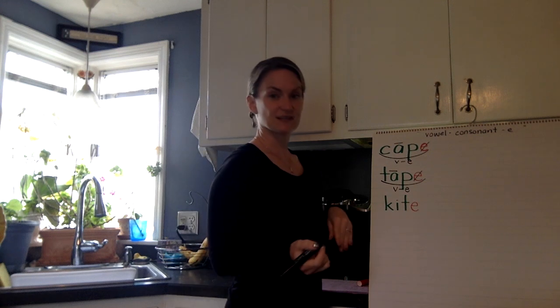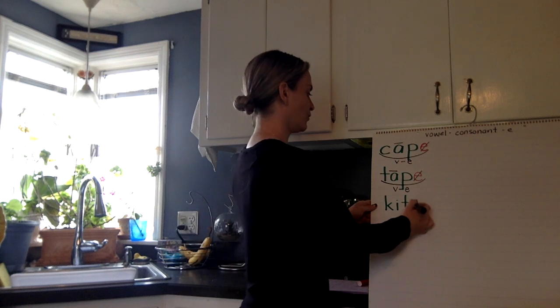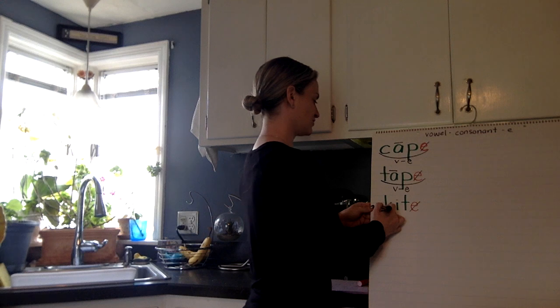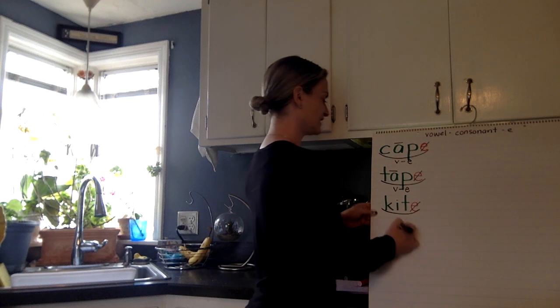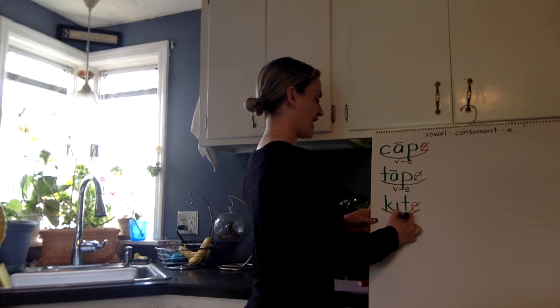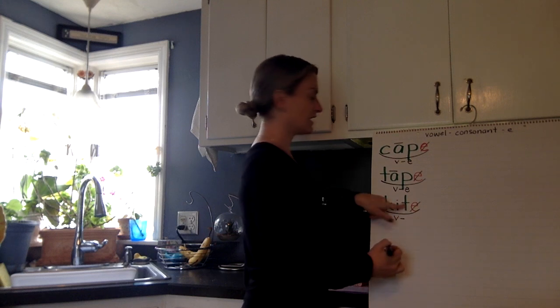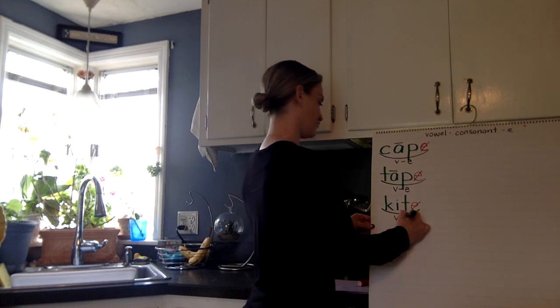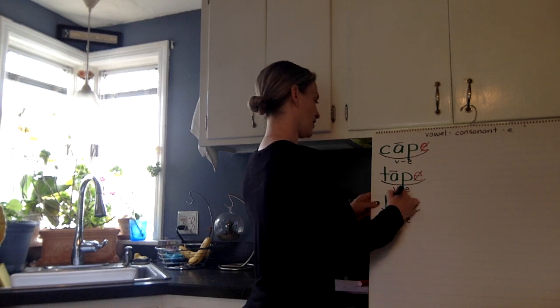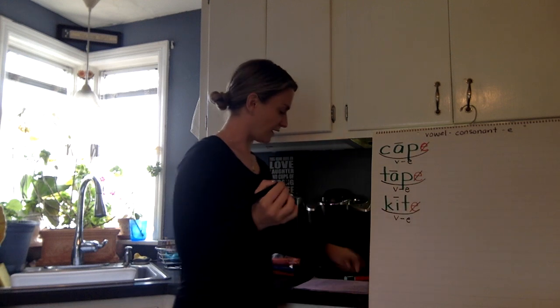All right, let's do the same thing with the word kite. The E doesn't make any sounds. Cross it out. Scoop your syllable. Mark it as a vowel. In this word, our vowel is I. Consonant. In this word, it's T. And then, of course, our E. And now we're going to mark our I with the macron.